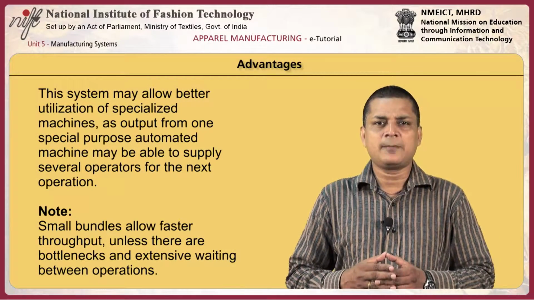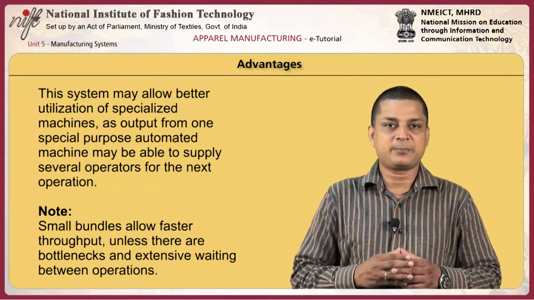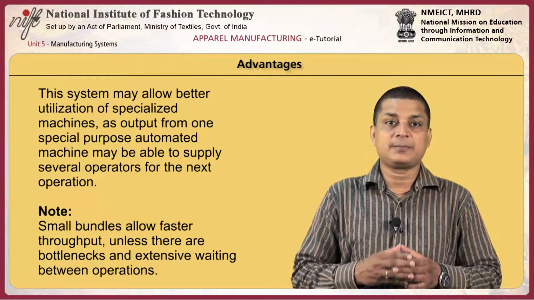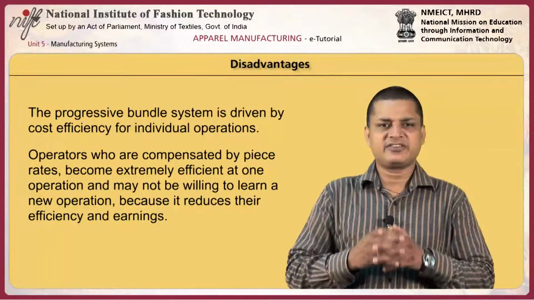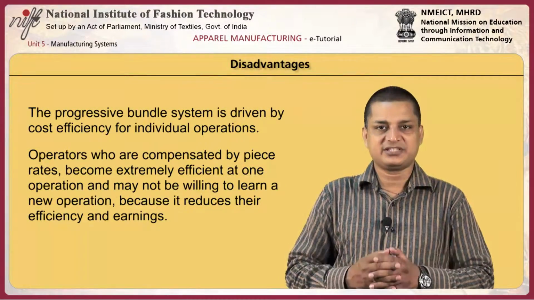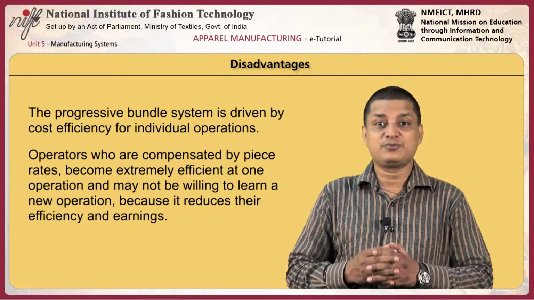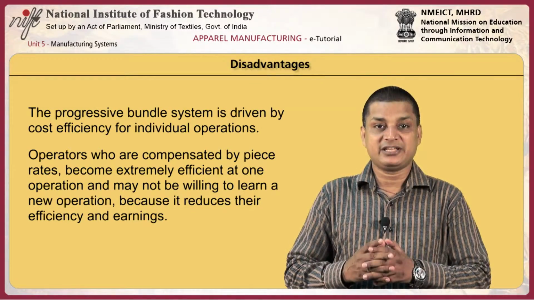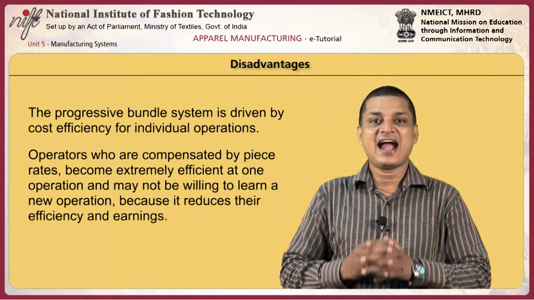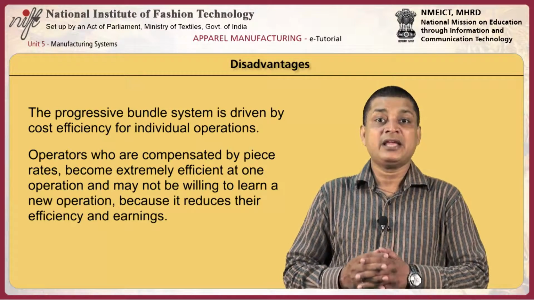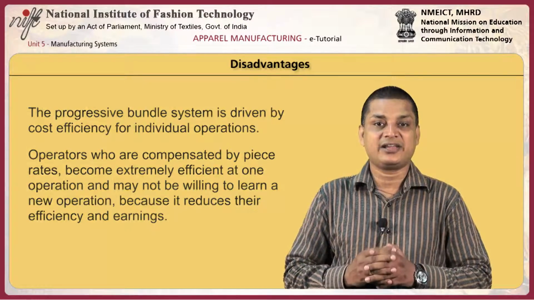This system may allow better utilization of specialized machines, as output from one specialized machine or automated machine may be able to supply several operators for the next operation. The progressive bundle system is driven by cost efficiency for individual operations. Operators perform the same operation on a continuing basis, which allows them to increase their speed and productivity. Operators who are compensated by piece rates become extremely efficient at one operation and may not be willing to learn a new operation because it reduces their efficiency and earnings.